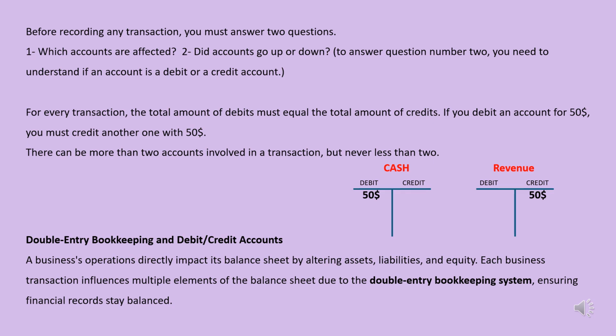For every transaction, the total amount of debits must equal the total amount of credits. If you debit an account for $50, you must credit another one with $50. There can be more than 2 accounts involved in a transaction, but never less than 2. A business's operations directly impact its balance sheet by altering assets, liabilities, and equity. Each business transaction influences multiple elements of the balance sheet due to the double-entry bookkeeping system, ensuring financial records stay balanced.